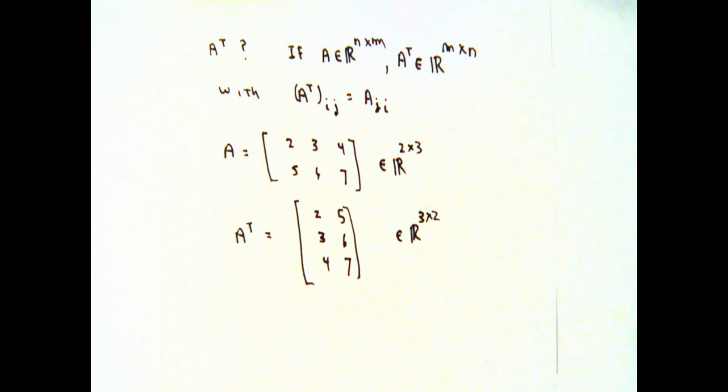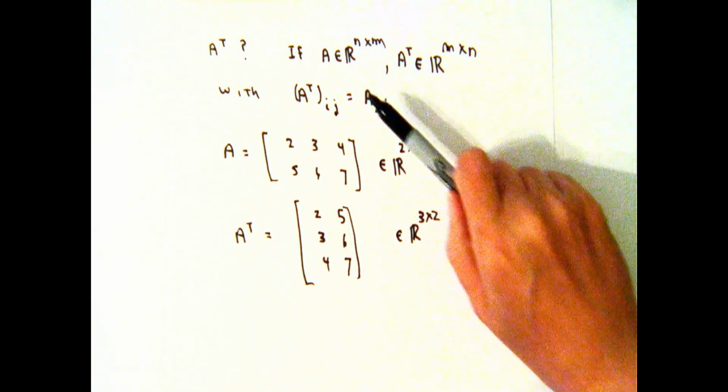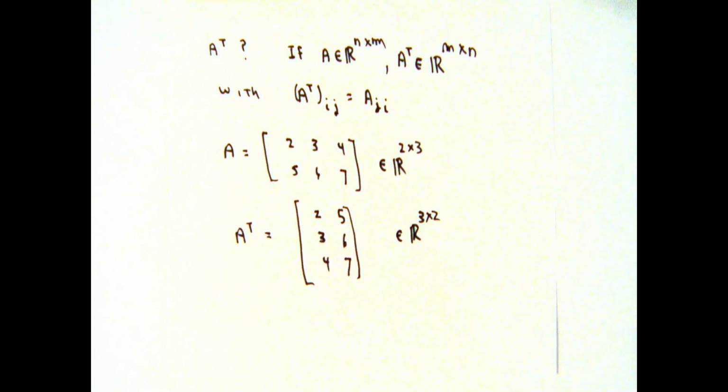In linear algebra, when you write the name of a matrix with a capital T as a superscript, you don't mean A raised to the T power. People will laugh at you if you say that. You mean A transposed, or sometimes people just say A transpose. What you do is you make a new matrix. If the original matrix was in R n by m, the transpose will be in R m by n.